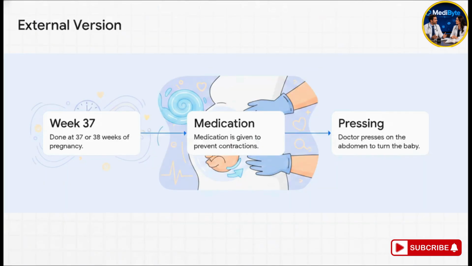But here is where medical science is just amazing. Doctors can proactively solve this problem before labor even begins through a procedure called an external cephalic version. Around 37 or 38 weeks, a doctor can administer a medication to relax the uterus and prevent contractions. Then they literally use their hands to press on the outside of the mother's abdomen and carefully turn the baby into that optimal head-first position. It is hands-on medicine at its absolute finest.